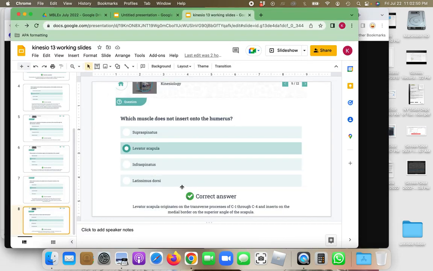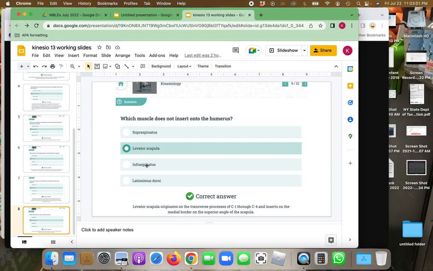And last, which muscle does not insert onto the humerus? Supraspinatus and the infraspinatus. We know that those muscles are part of the shoulder girdle muscles, the SITS muscles. SITS: supraspinatus, infraspinatus, subscapularis, teres minor and major.